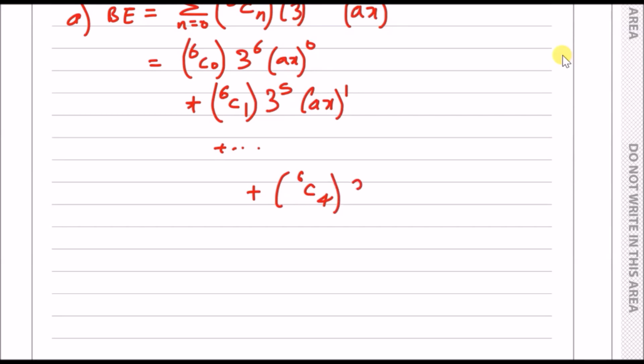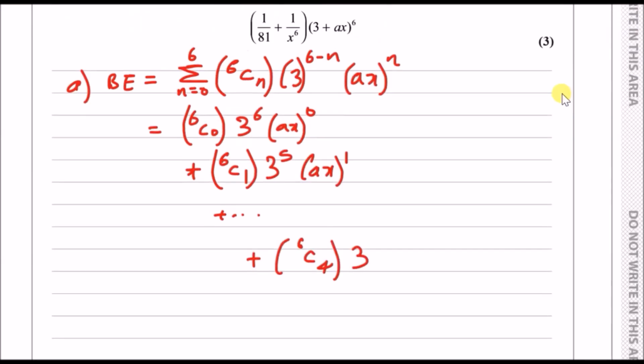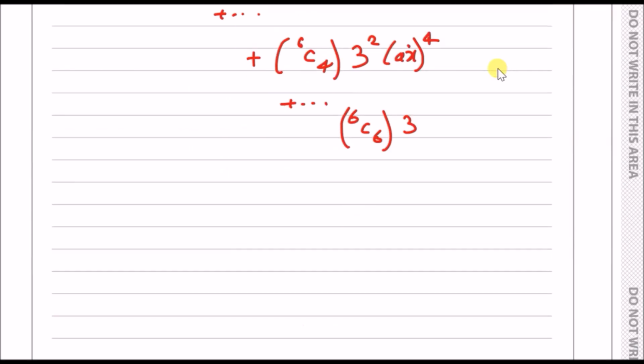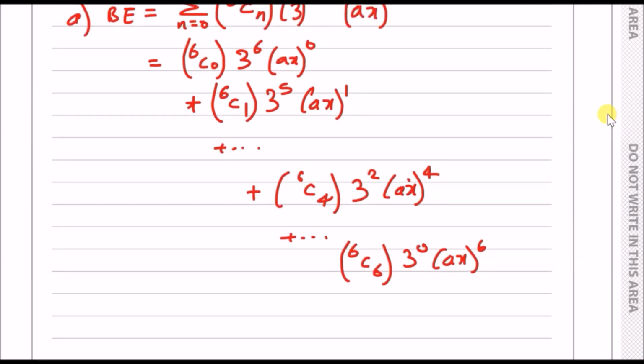We're now going to have 3 to the power of, well, when n is 4, 6 take away 4 is 2, and we've got ax to the power of 4. Again, this will keep on going until you get to the final term, which is 6 choose 6, 3 to the power of 6 take away 6, which is 0, and then ax to the power of 6. So just ignore the other terms.